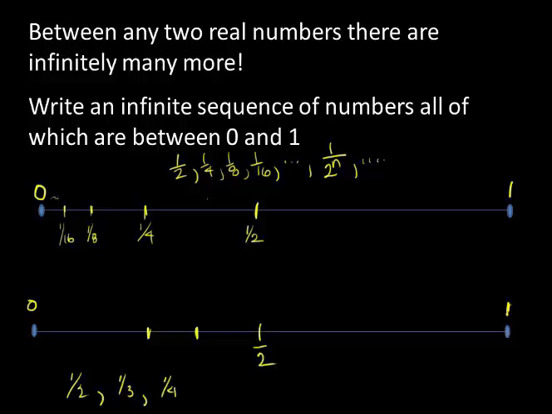1/4. And then 1/5. And you see what we're doing. We're getting closer and closer and closer to 0, but we never get there. And in general, we could call this sequence 1/n, n equals 2, 3, 4, 5, 6, etc. So there's another infinite sequence of numbers that are between 0 and 1. And in fact, there's infinitely many sequences you could come up with. But those are just two.